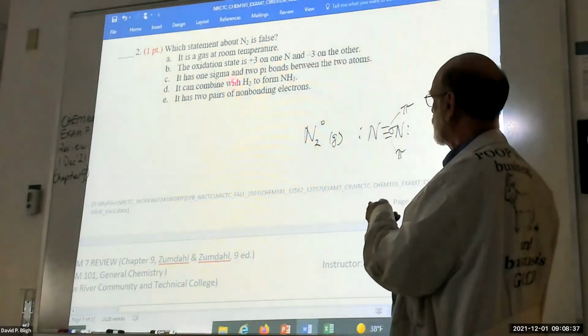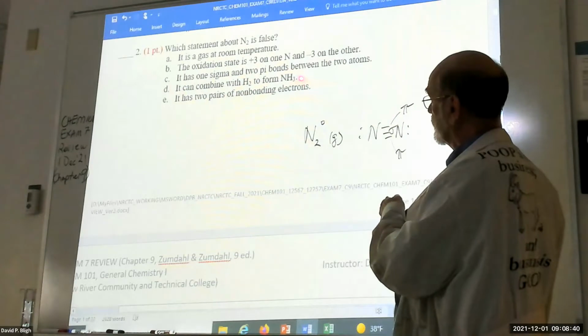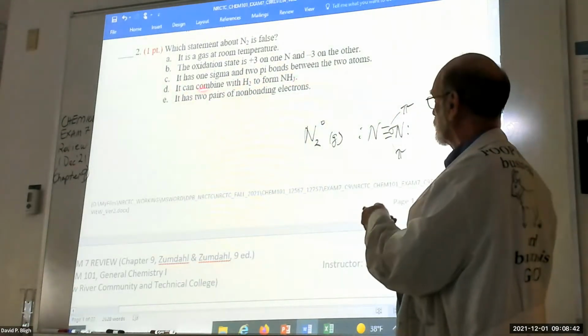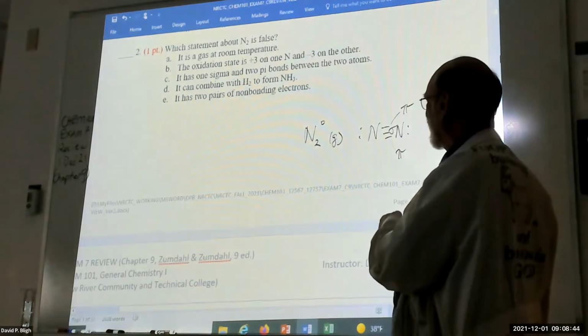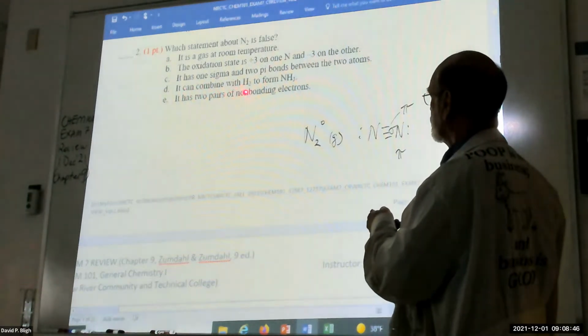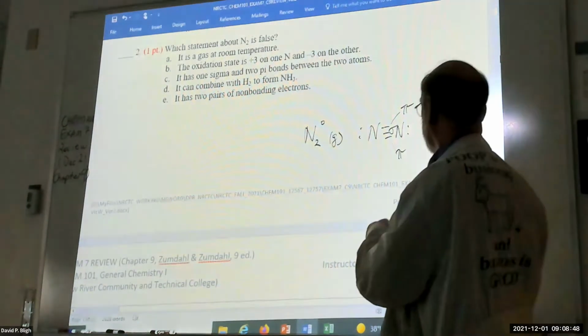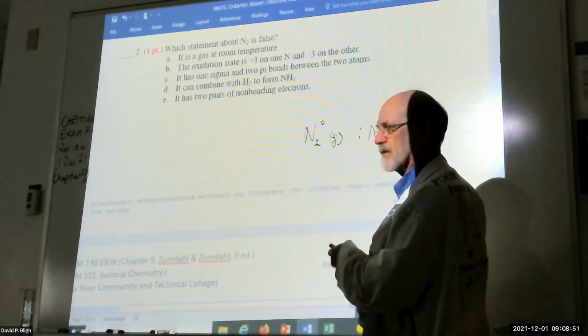It can combine with H2 to form NH3. Well, yeah. That's one of my favorite reactions, the Haber process. Has 2 pairs of non-bonding electrons. Yep. 1 pair, 2 pair.